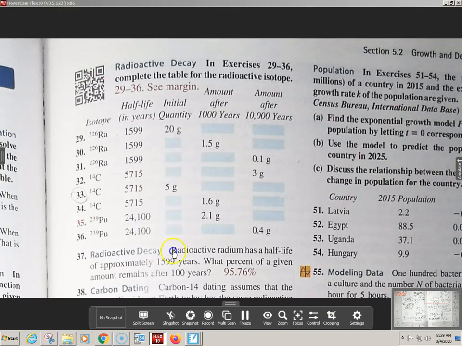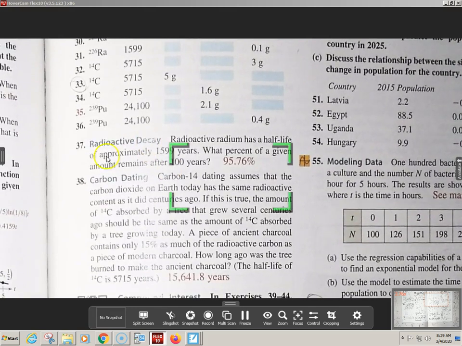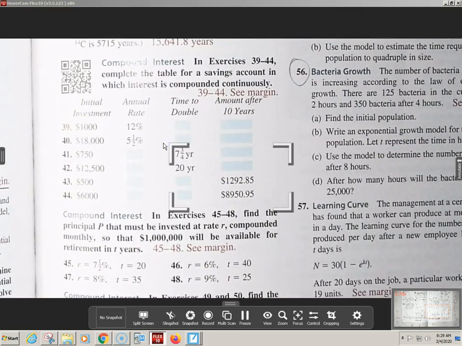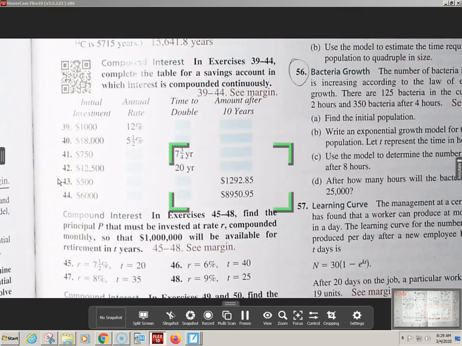What happens after the chart? We get into more radioactive carbon-14, but kind of similar to this, right? We have stuff that's decaying. Compound interest. Compound interest. That's something we learned in like Algebra 2. Why is it here?